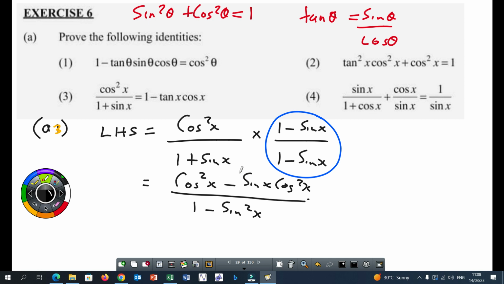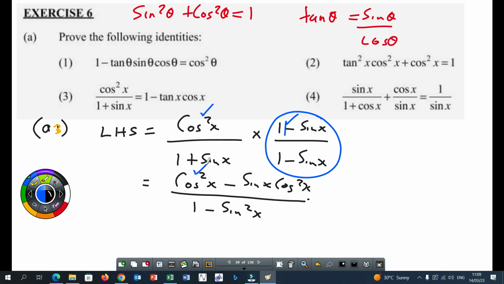Alright? Then, if I multiply cos squared x, now let me use a different color. If I multiply cos squared x by 1, I will get cos squared x. Then, cos squared x by sine x, I can write it as sine x times cos squared x, or you can write it as cos squared x times sine x. It's the same. Are we all okay now?